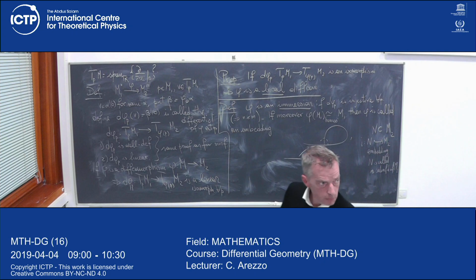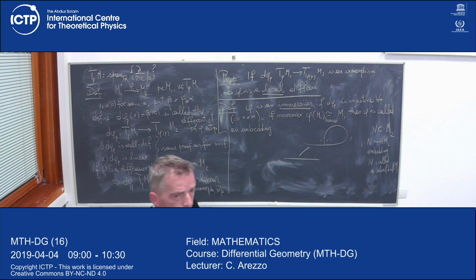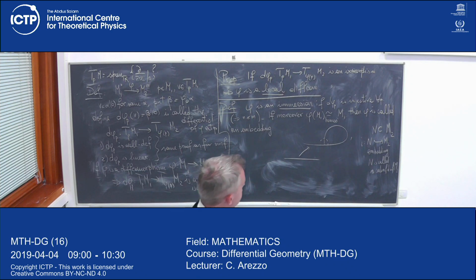I have a question. If we have an embedding, is the image phi of M1 diffeomorphic to M1 or not? At that point, yes. Well, it's homeomorphic by definition.